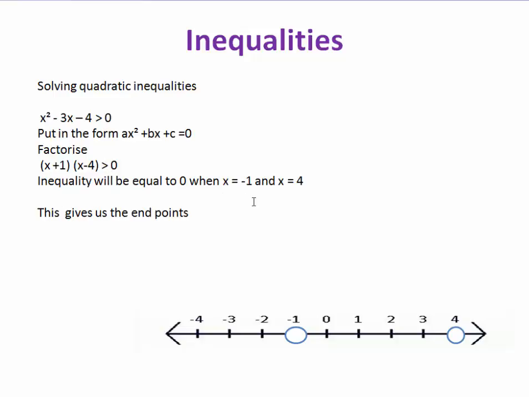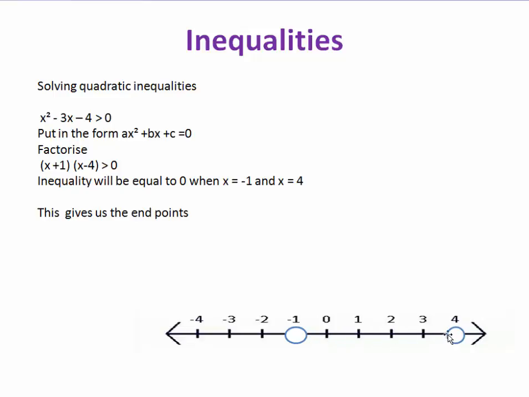So our roots are minus 1 and x equals 4. So this gives us our endpoints, minus 1 and 4. To get that, we make each bracket equal to 0. So x plus 1 equals 0, x minus 4 equals 0, like we would do in a normal quadratic. So now we have to decide where our solutions lie.